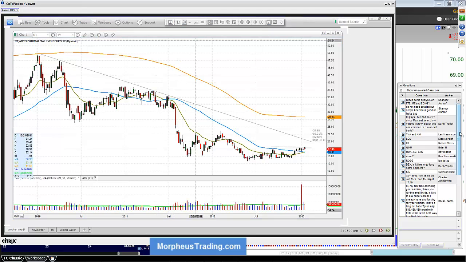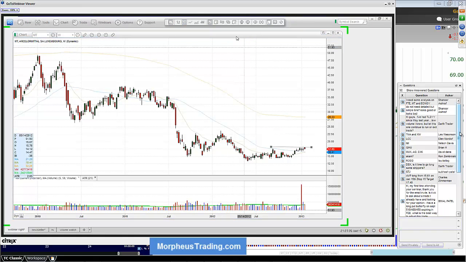Conversely, you have overhead supply, and then you have demand when stocks are pulling back to a support level. People buy when it pulls back to a support level. So I just wanted to throw that little tidbit in there. Go ahead, Rick.